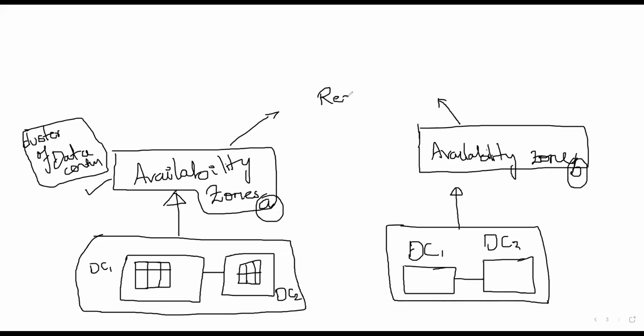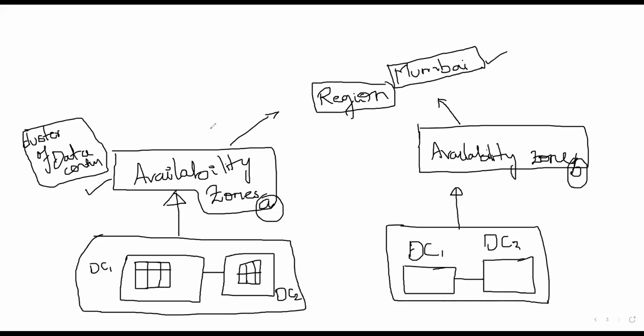Now what is a region? A region is a physical geographical location. Let's say Mumbai is a region, a geographical location. Inside this region, let's say we have two availability zones, one in Nagpur and one in Pune. We selected Mumbai as a region, and inside the region we have the availability zones. A region is nothing but a physical geographical location.